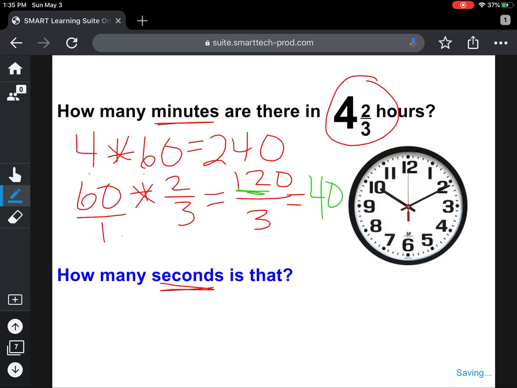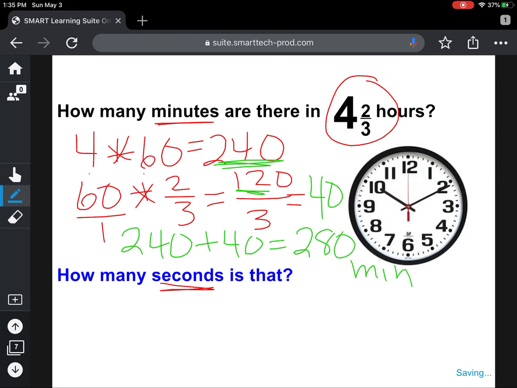So then I could take my 240 from my first multiplication step, then add on my extra 40 minutes from my second multiplication step, and I get a total of 280 minutes. So if I asked how many minutes there are in 4 2/3 hours, I would say that is 280 minutes.